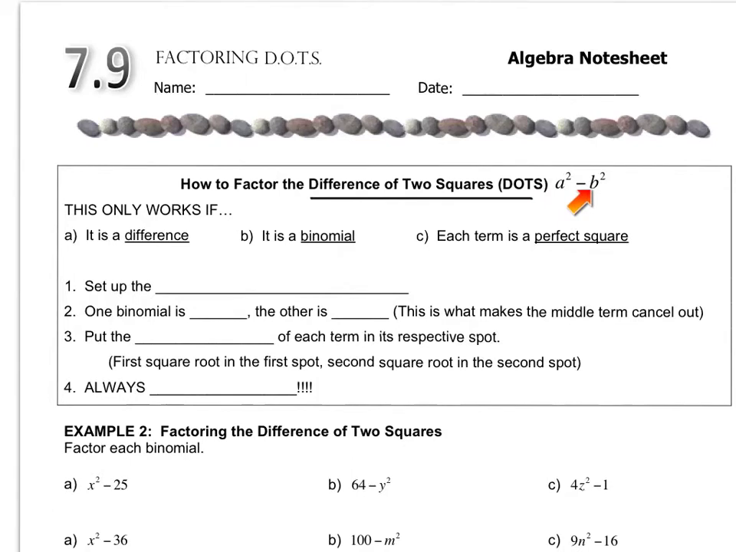So the first thing you want to do once you recognize that something is a difference of two squares is set up the double bubble. So you want to get your binomials ready. One binomial is plus, the other is minus. That's what makes that middle piece cancel out, because as you can see over here, there's no middle piece. You want to put the square root of each term in its respective spot. So the square root of this term goes first, and the square root of this term goes second. And then you always, always, always check.